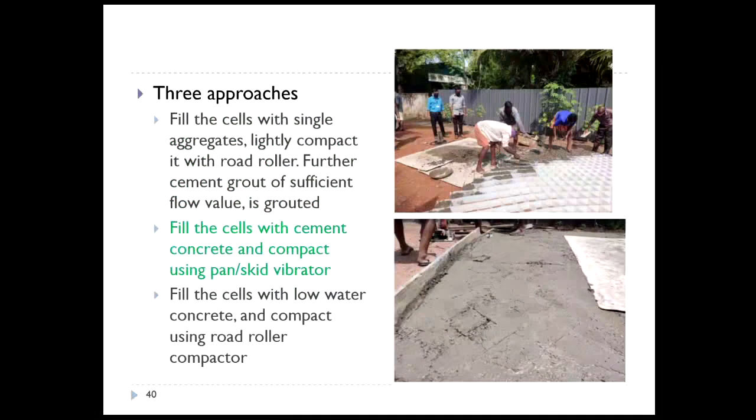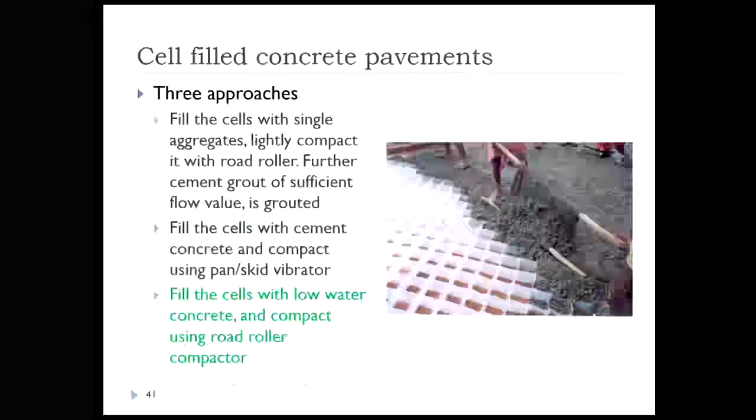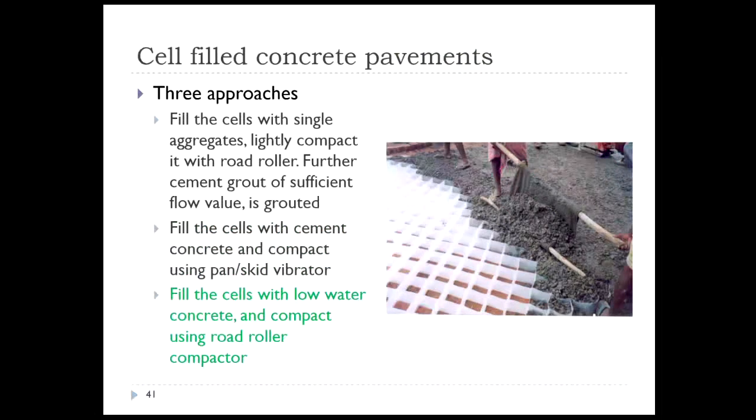Now in the second one, you can go for a conventional concrete, but you will have to use a pan or a skid vibrator. So this would take you more time. The third approach is that you can go for a low slump concrete, and you can use your conventional road rollers to compact these filled layers.